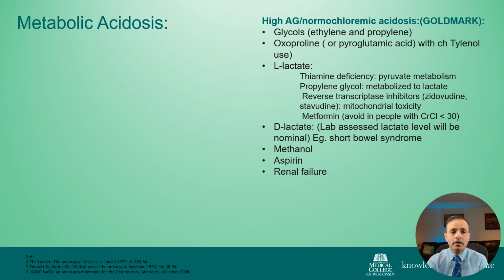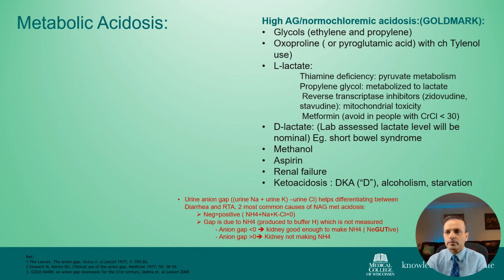So what does that mean? In any patient with renal failure, don't just attribute renal failure as the cause of high anion gap acidosis. You need to look for other causes. Then last but not least is ketoacidosis. DKA, alcoholic or starvation ketosis can cause formation of ketones and result in high anion gap metabolic acidosis.